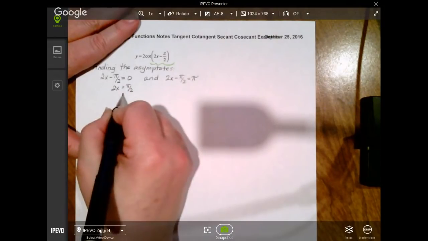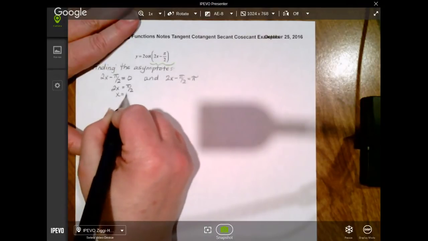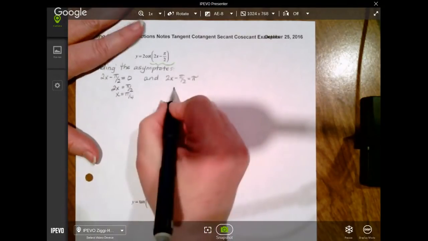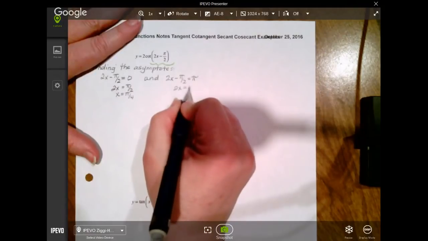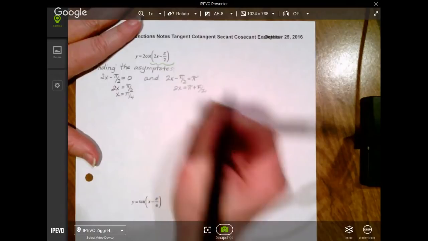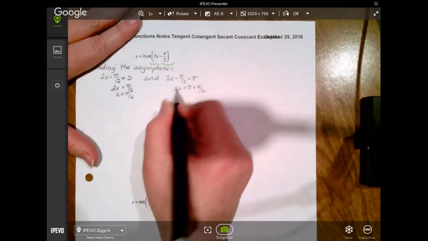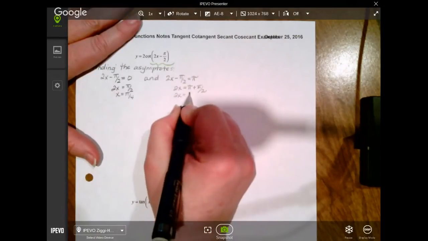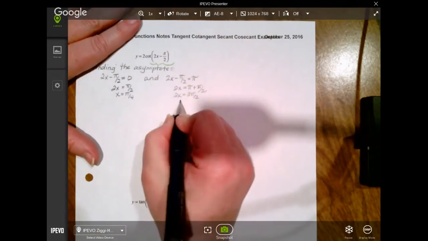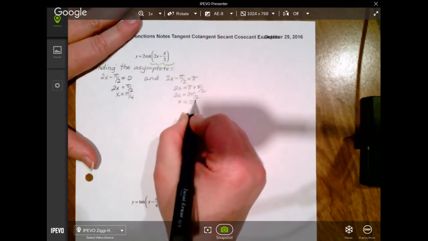And now we're going to solve for x. So this is 2x equals pi over 2. And then I'm going to multiply both sides of this equation by 1/2, and I get x equals pi over 4. And then this side, we get 2x equals pi plus pi over 2. That's 2 pi over 2 plus pi over 2, which is 3 pi over 2. So we get 2x equals 3 pi over 2. Multiply both sides of the equation by 1/2, I get x equals 3 pi over 4.